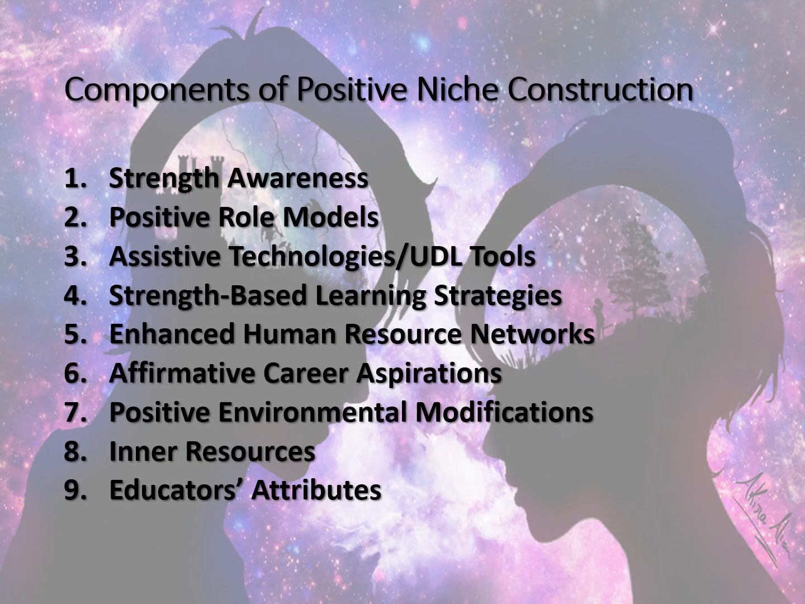I've developed 9 components for positive niche construction, and we're going to spend the rest of this video looking at each of those 9 components. In case you're confused, you might be looking at my book, Neurodiversity in the Classroom, where I only list 7 components. That is because about a year or so ago, I added an 8th component called inner resources. And very recently, I came up with a 9th that I thought was important that I've called educator's attributes. So let's dig in and see what each of these components entails.